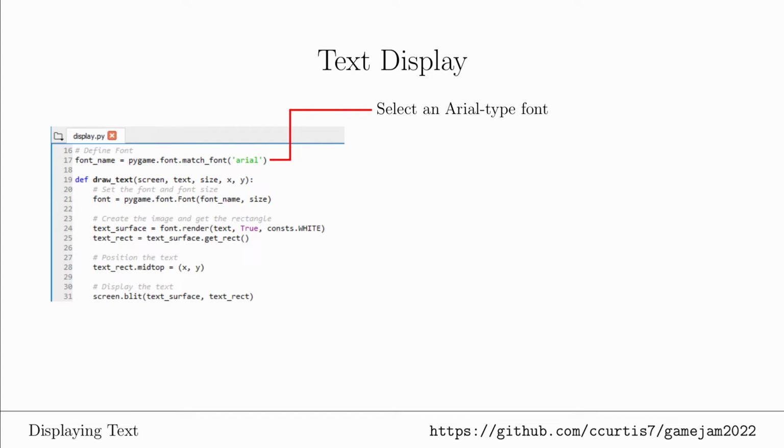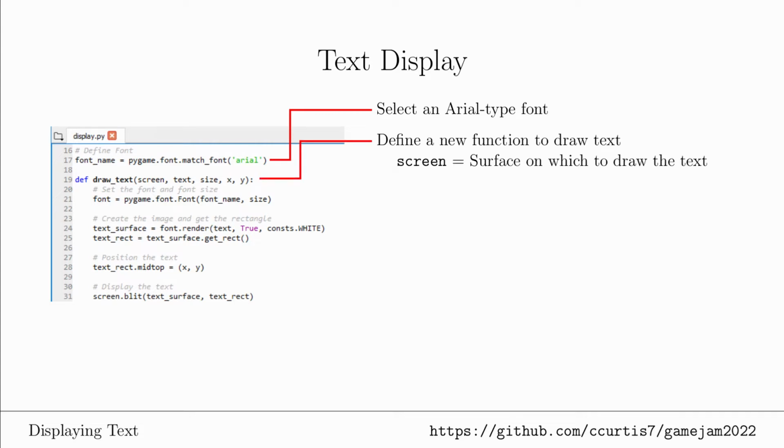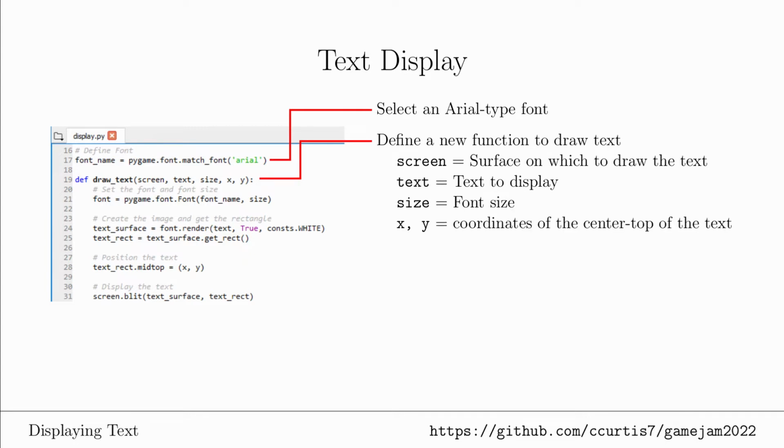The first thing we need to do is pick a font. We're going to use an Arial type font, and this command is an easy way to let the computer get that font for us. Then we're going to define the writing function. When we write the text, the first thing we need is the surface where we're going to do the writing, which is the screen. Then we're going to need the actual text we want displayed, the size of that text, and the location. The code is pretty straightforward.